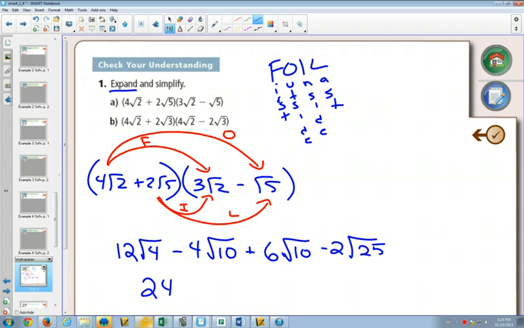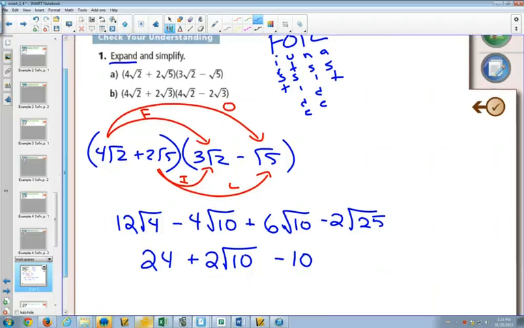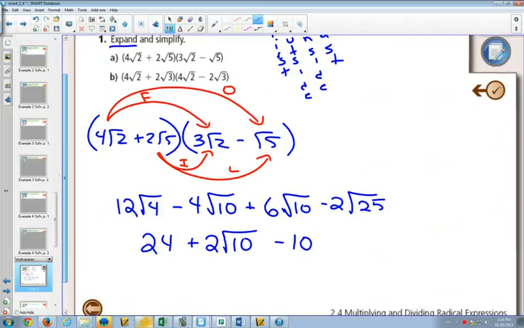So those ones can't be simplified, but you can see that the middle two are like radicals. Negative 4 plus 6 will leave us with plus 2 root 10. And then square root of 25 is 5, so negative 2 times 5 is negative 10. Are we done, or is there something else we can still combine? The 24 and the minus 10 will just leave us with 14.